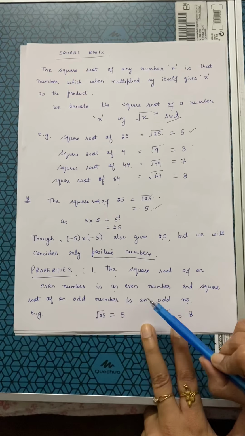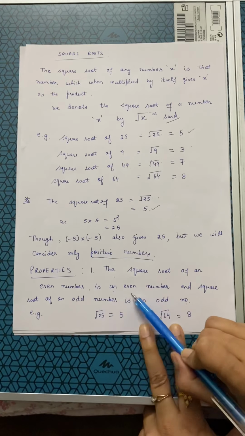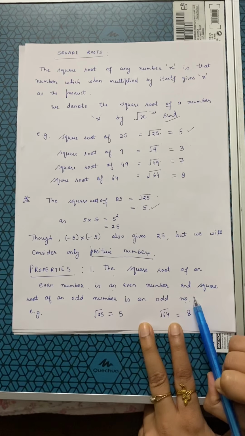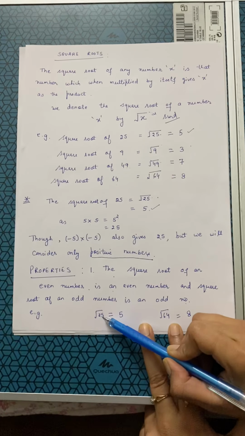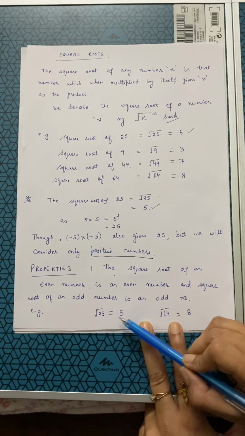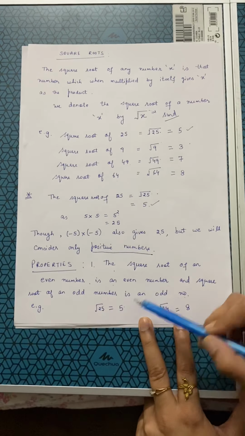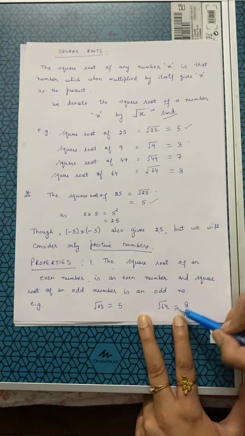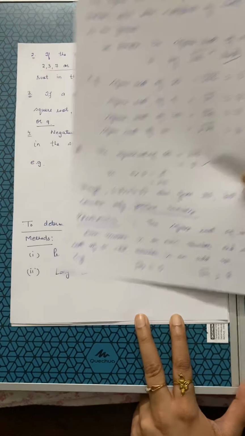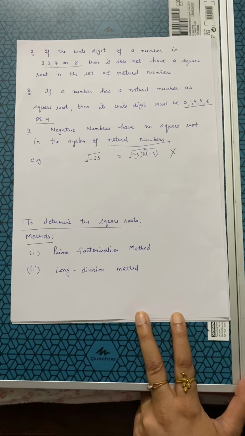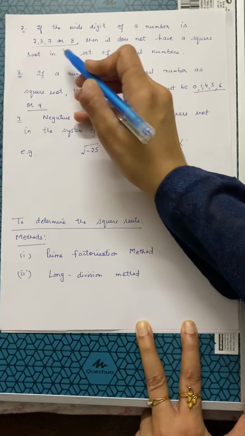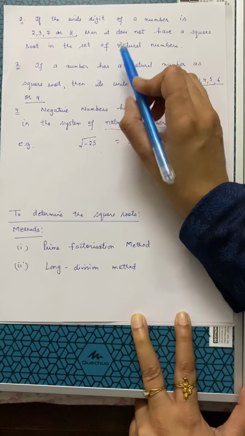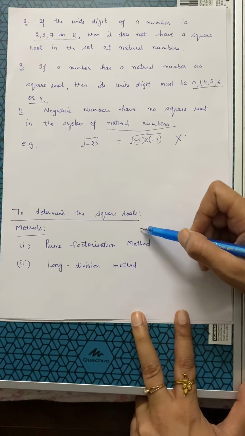First property: the square root of an even number is always an even number, and the square root of an odd number is always an odd number. 25 is an odd number, so the square root of 25 will be 5, which is an odd number. 64 is an even number, square root of 64 will be 8, which is an even number. Next property: if any number ends with 2, 3, 7 or 8, that number will never be a perfect square. So we have to keep it in mind.